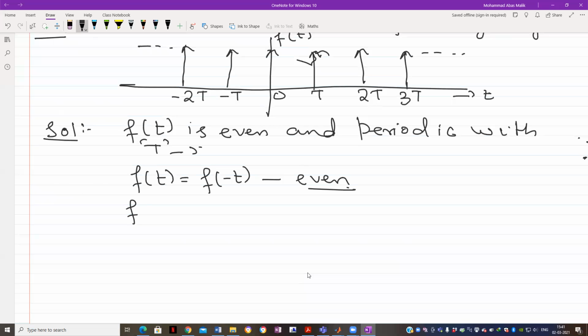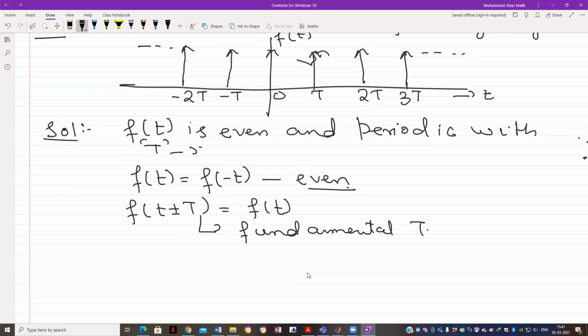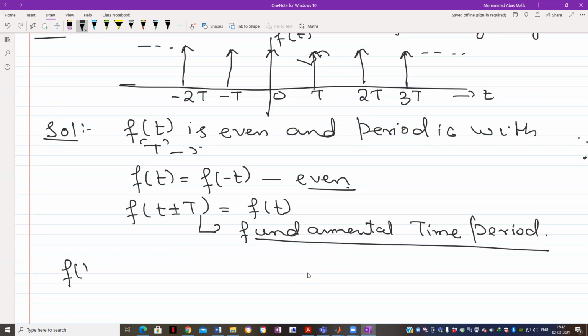Why is this periodic? Because f of t plus T is equal to f of t, and T is nothing but its fundamental time period, that means the minimum time period after which the signal will repeat its shape. Now, in order to write this in terms of Fourier series, as mentioned above, we have to calculate its c of n, because ultimately you have to write this in terms of this.